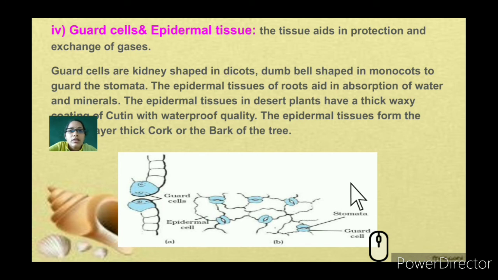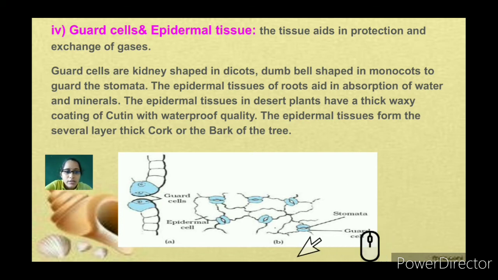So next comes the guard cells and the epidermal tissue. So what do these guard cells do? These guard cells help in the protection of the cells, and also they help in exchange of gases. What are those gases? You already know. It's the exchange of carbon dioxide and oxygen. Guard cells, you can see here, are almost kidney shaped in dicots and dumbbell shaped in monocots. So they guard or protect the stomata.